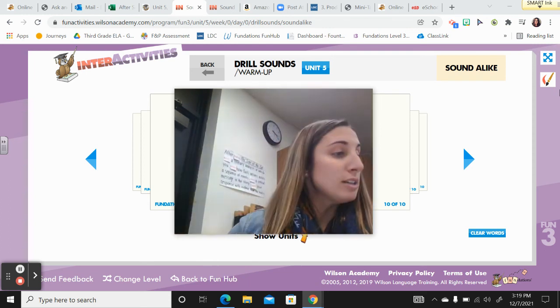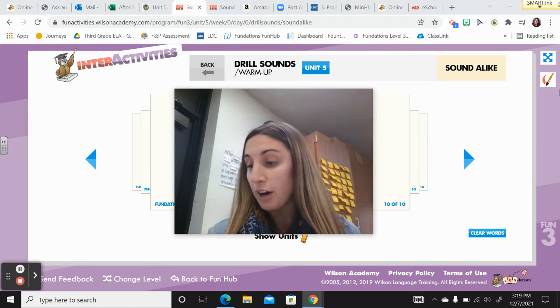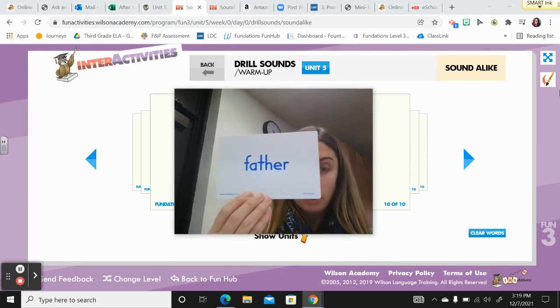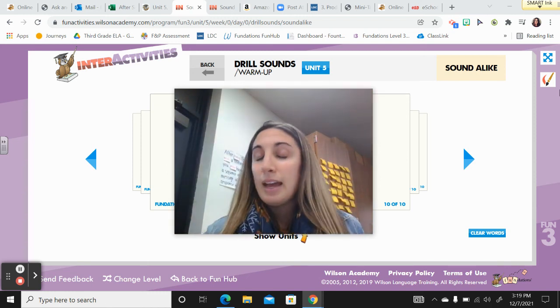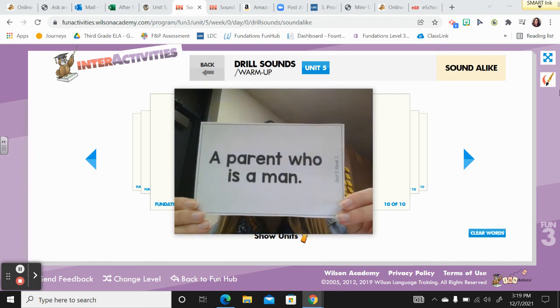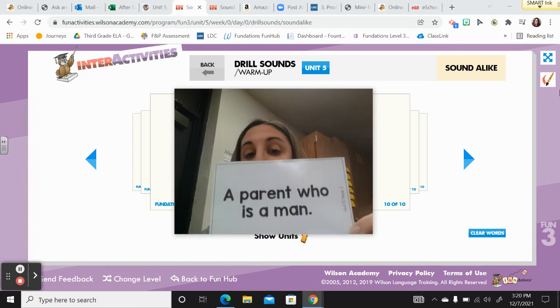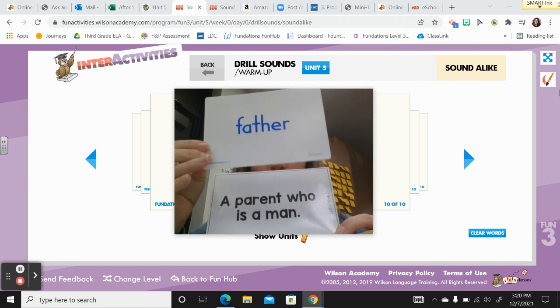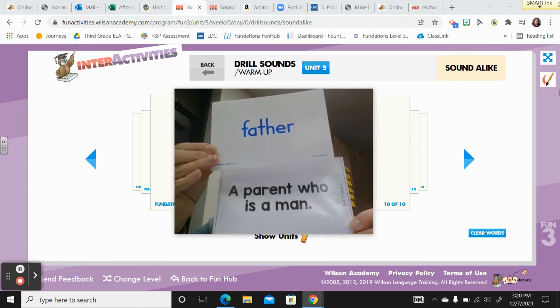Okay, then you're going to move on page 95 right below farther, and you're going to find the word father. Okay, I'll hold up the definition for father. A parent who is a man. So pause this and put it for father. A parent who is a man.